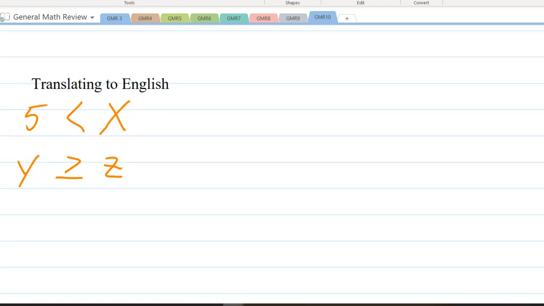Now, if we're going to translate these into English, we would say that 5 is less than x, and that's what you'd write. For the next one, there's a y, there's a greater than, but it's not just greater than, it's also equal to. So we would say y is greater than or equal to z.